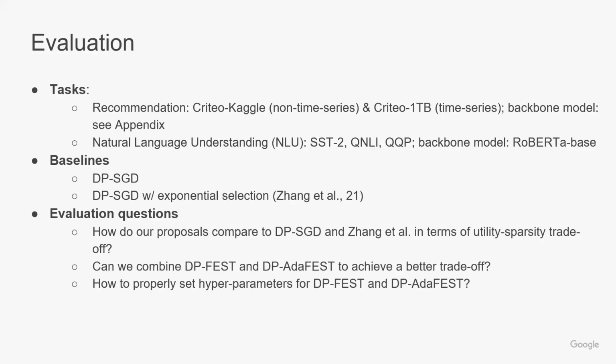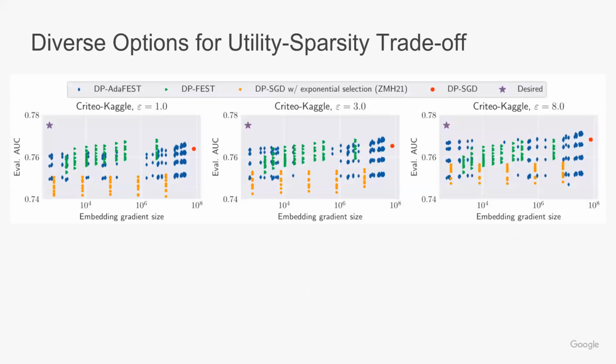Now for our evaluation. We evaluate the performance of our methods and compare them against vanilla DP-SGD and the previous proposal on both a recommendation task and a language understanding task. We're especially interested in understanding how our proposal compares to DP-SGD and the previous proposal in terms of the utility and efficiency trade-off, whether we can combine them to achieve an even better trade-off, and how to properly set hyperparameters for our approach. Let's start with the utility and efficiency trade-off.